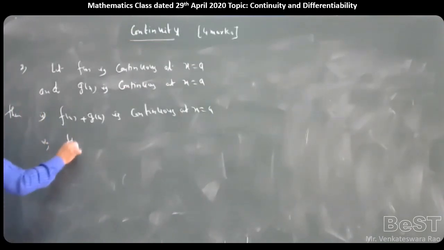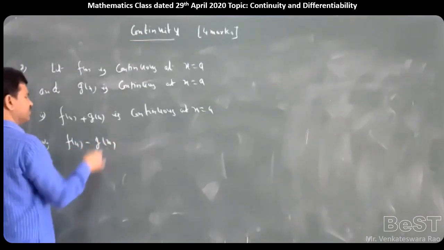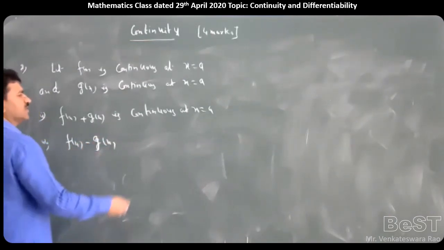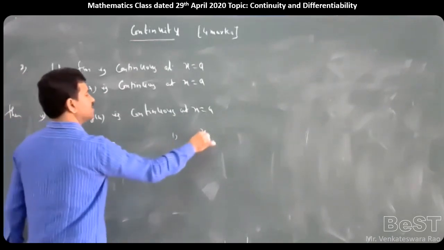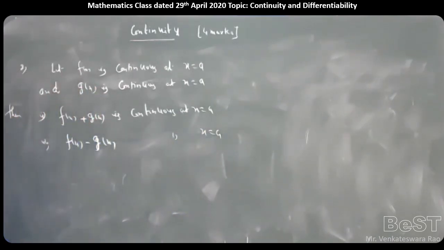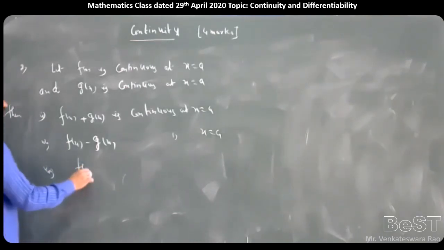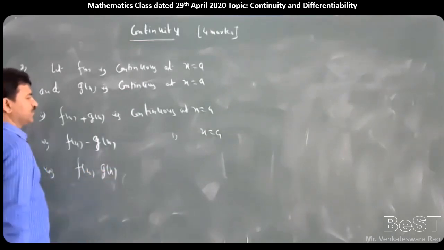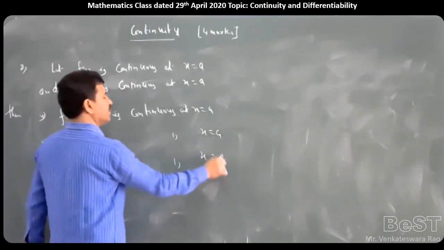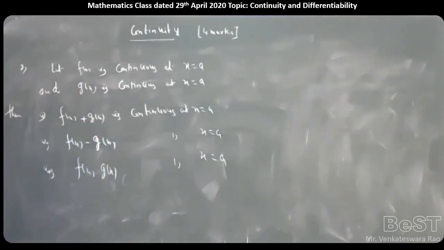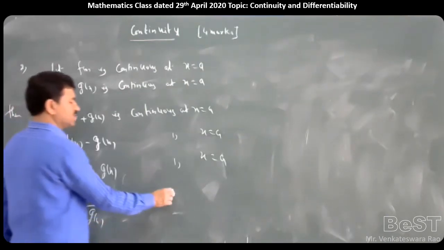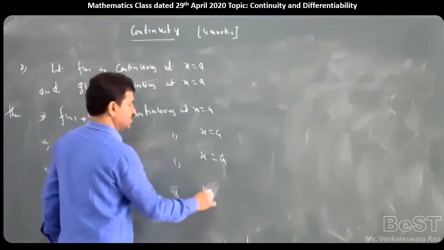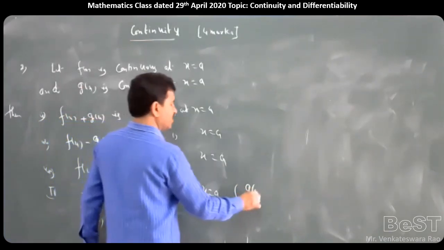Second one, f of x minus g of x is continuous at x is equal to a. Third one, f of x into g of x is continuous at x is equal to a. Even f of x by g of x is continuous at x is equal to a. Here in bracket note down, g of x is not equal to 0.